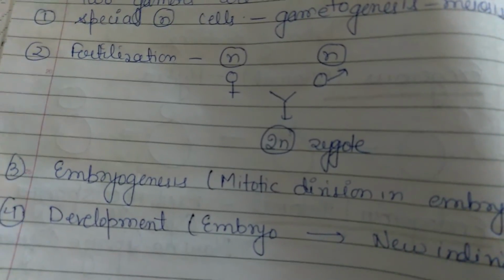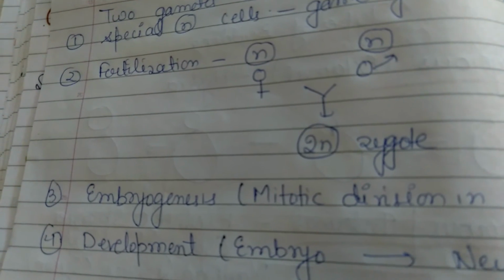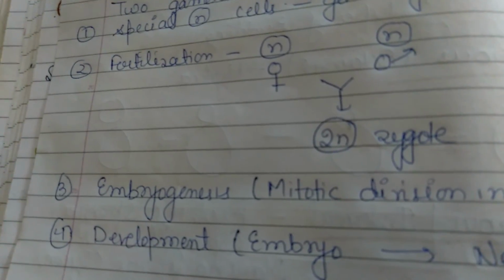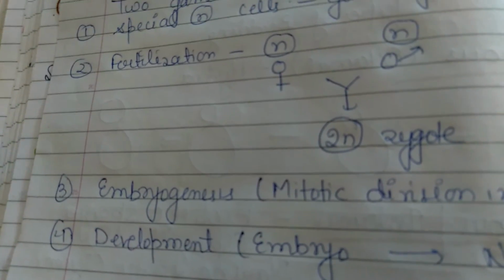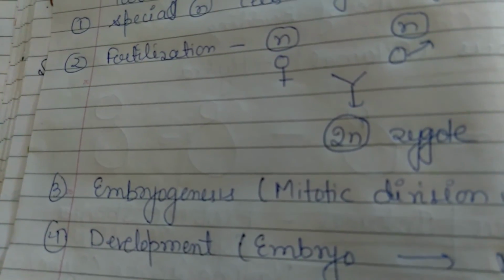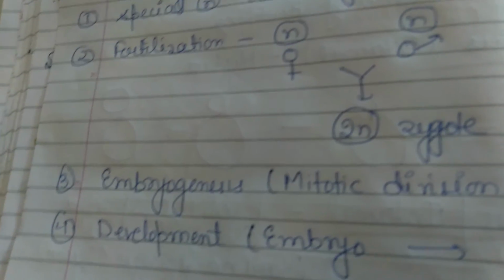That is diploid. And here, it represents haploidy. Next, n means haploidy, and 2n means diploidy.